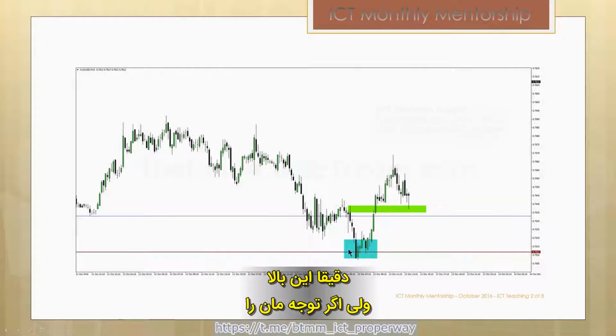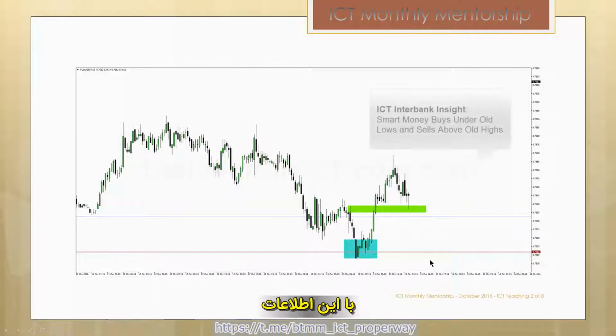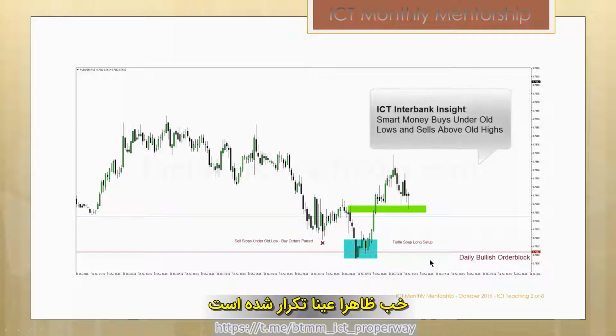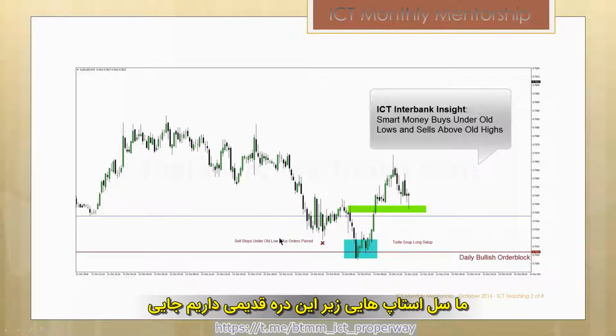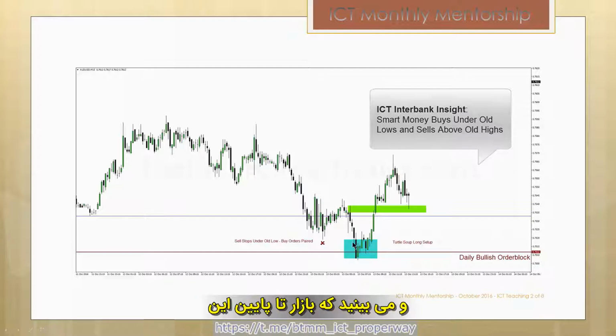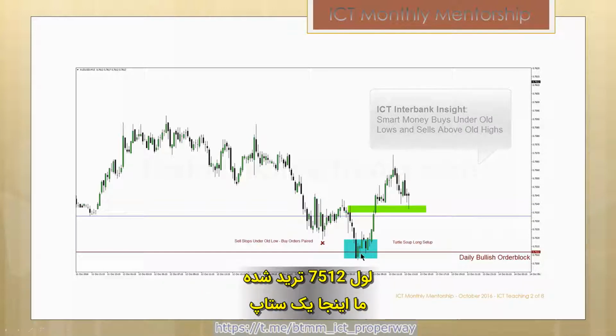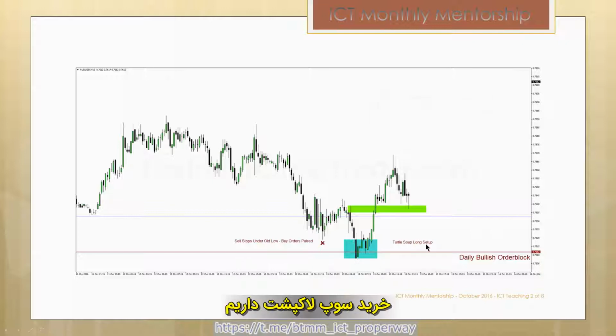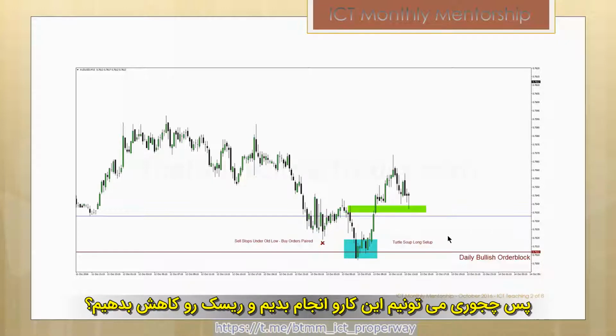But what if we focus our attention down in this area here? What can we do with this information? Well, obviously the same thing's there. We have sell stops below an old low where buy orders can be paired up on the smart money side. And you see the market trades down into that level, 75.12, so we do have a turtle soup long setup. But we don't require the price to come all the way up here before we start buying. So how can we do this and reduce risk?